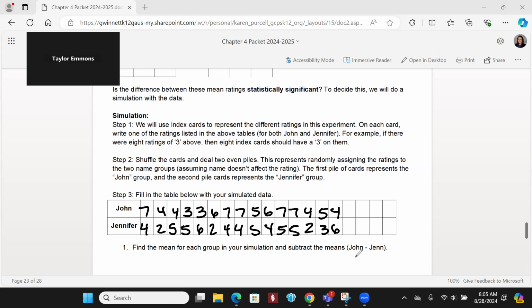So if we find the mean for each of the groups, so flip the page. For John, we got 5.27. For Jennifer, we got 4.13. And so if we subtract those 2, 1.14.